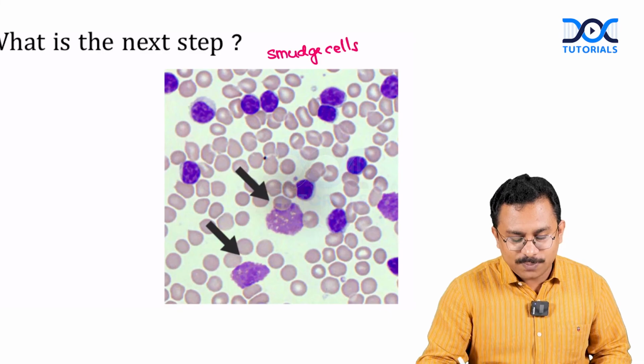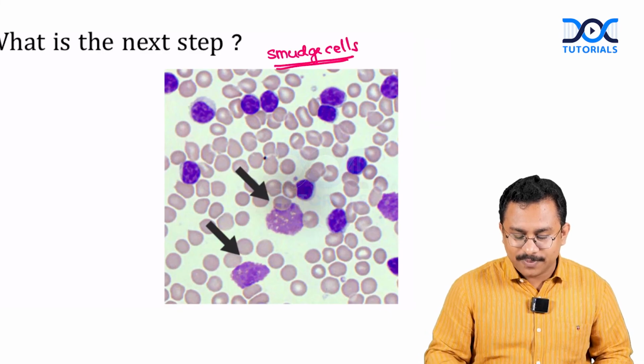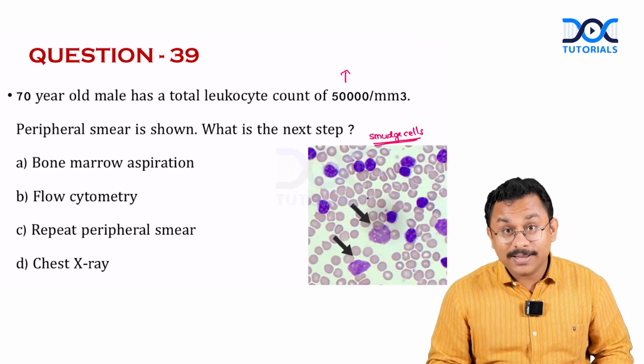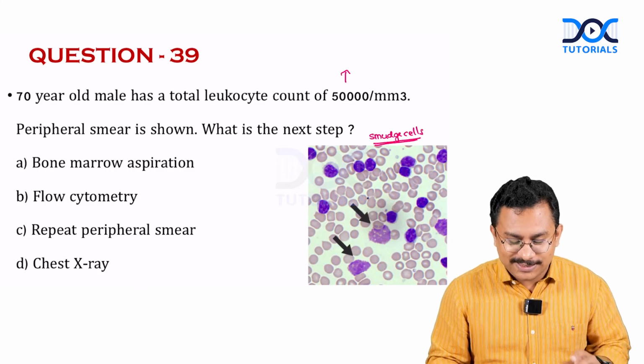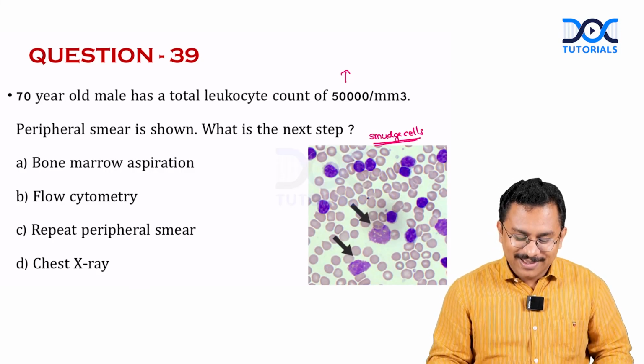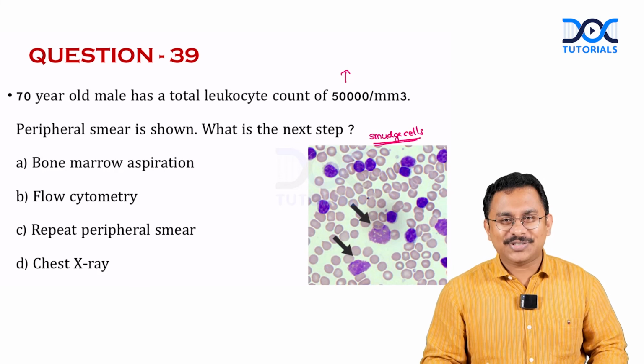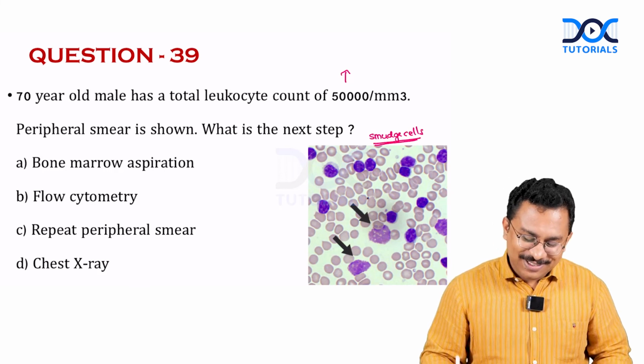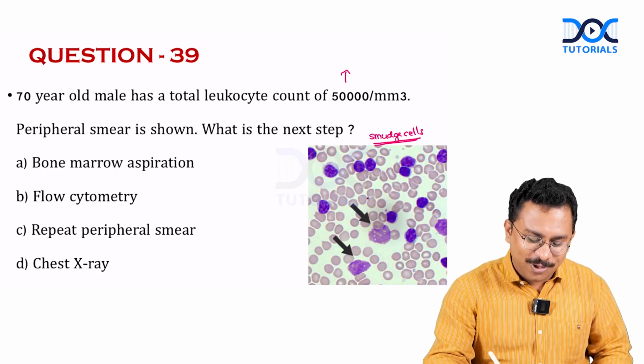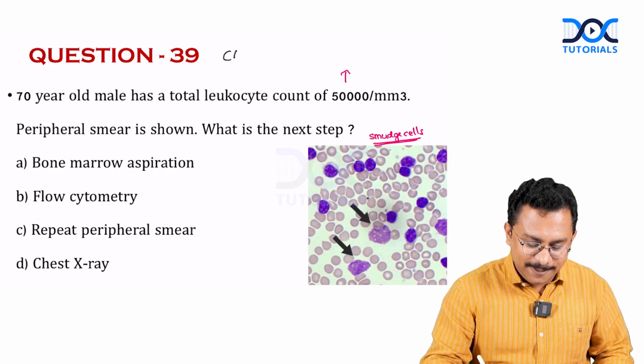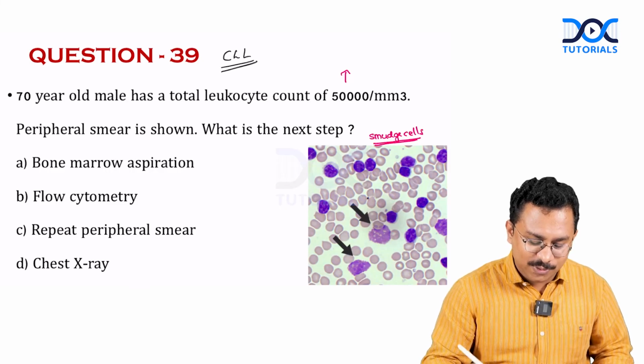Okay, arrows pointing to smudge cells. In the exam no arrow was given, but this is just a representative image. I'm sure you would have loved such arrows in the exam as well to show you what the finding is. So basically, what is the diagnosis here? It is CLL. Okay, CLL is the diagnosis.